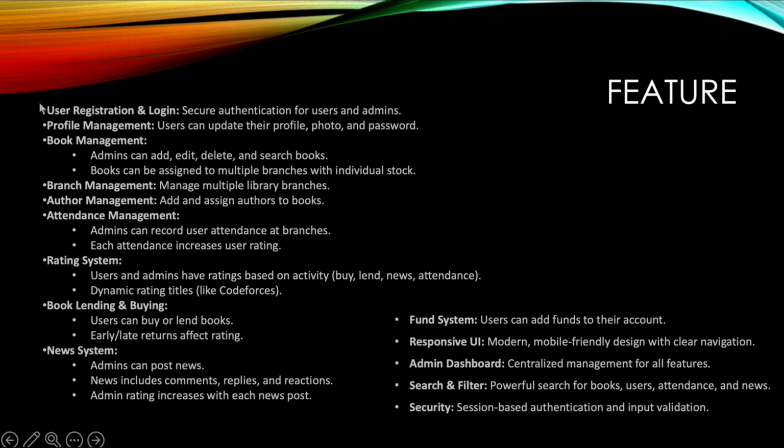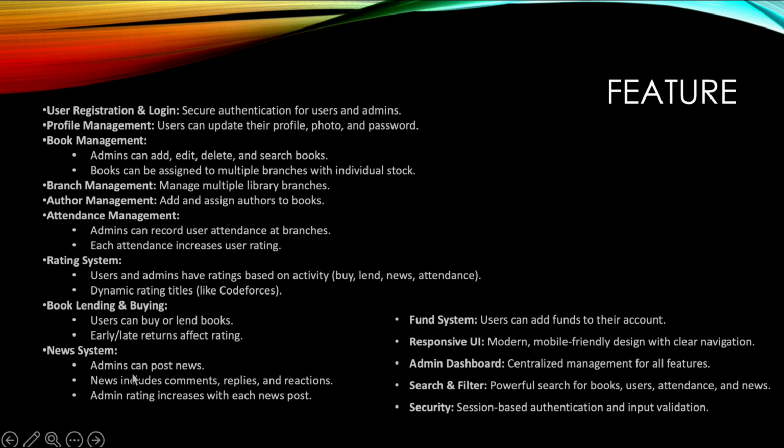At first it is user registration and login, profile management, book management, branch management, author management, attendance management, and then the rating system. This is different from others. Here we will set a rating for user and admin based on their activity, suppose buy, lend, news, attendance, etc. And this rating will be dynamic, so it will be changing every time. Then we have features about book lending and buying.